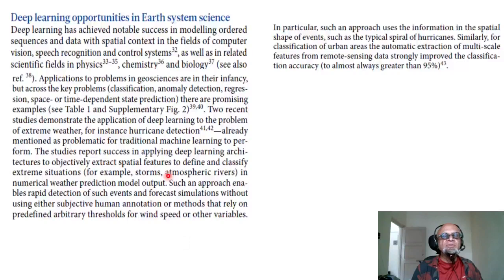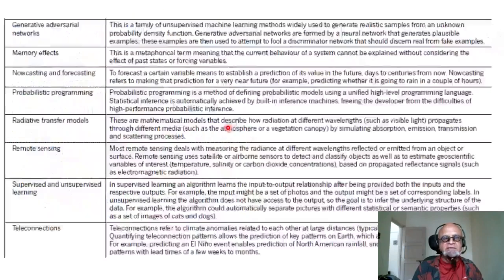So what are the deep learning opportunities in Earth system science? Deep learning has achieved notable success in modeling ordered sequence and data with spatial context in the fields of computer vision, speech recognition and control systems, as well as in related scientific fields in physics, chemistry and biology. There's a good example here given in reference 38. Applications to problems in geosciences are in their infancy, but across the key problems: classification, anomaly detection, regression, space and time dependent state prediction, there are promising examples. We'll look at a table in a minute. So that's what this was all about.